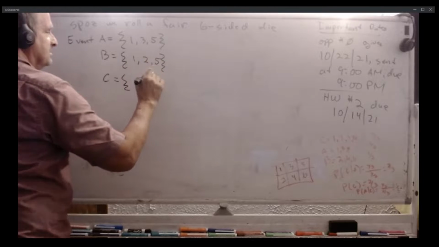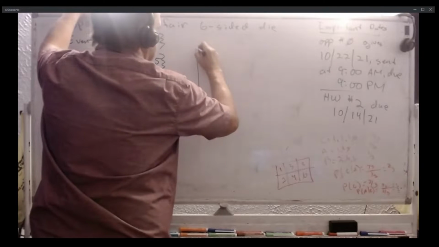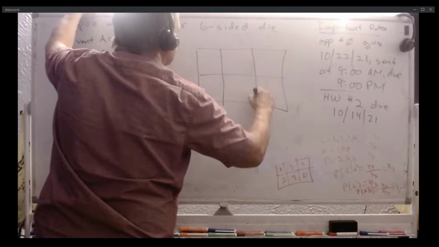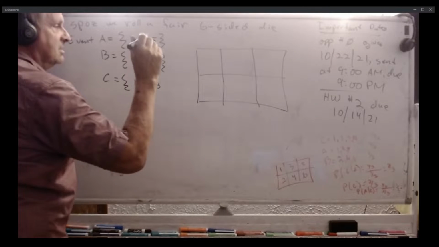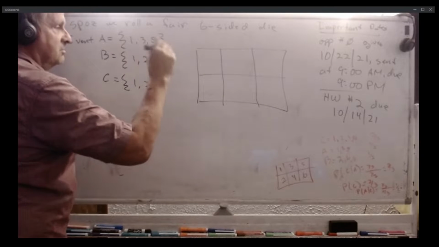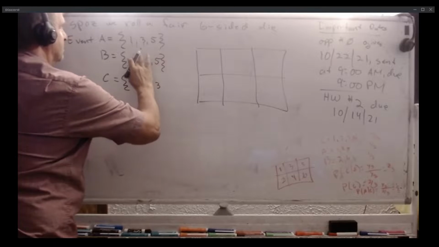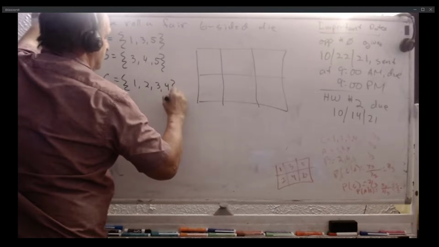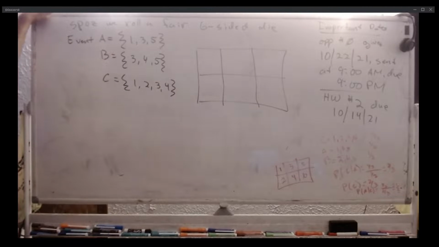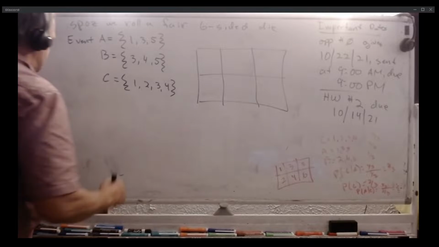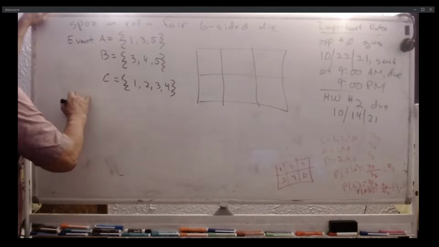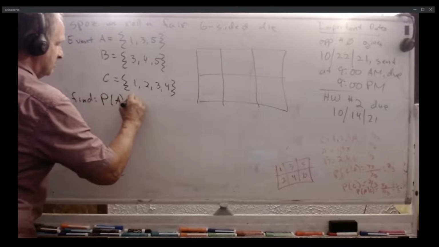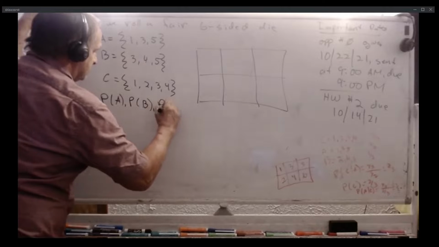Let's make B, because when I draw the Venn diagram, I have to make it drawable. So let's make B be a 3, 4, or 5. That'll work. And C is the event that we roll a 1, 2, 3, or 4. So find the probability of A, probability of B, probability of C.